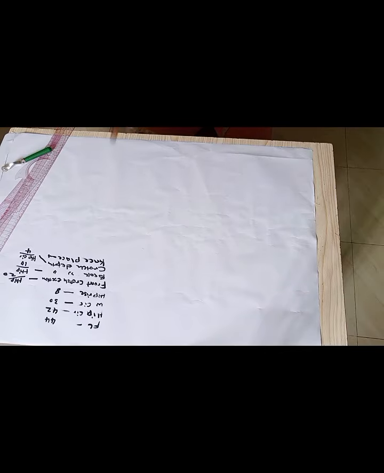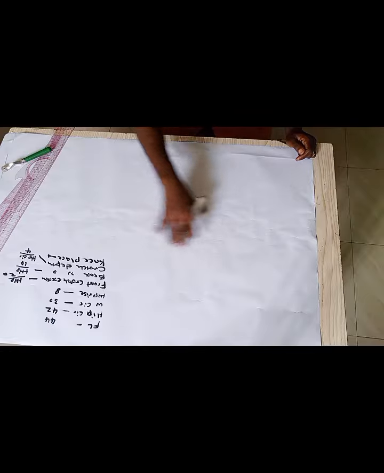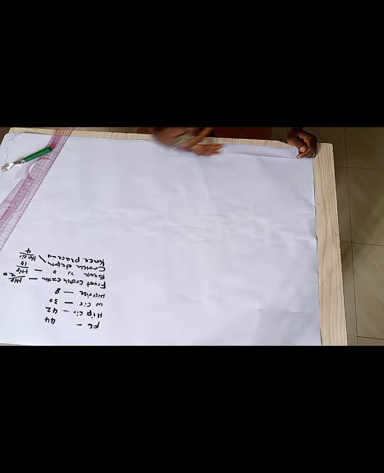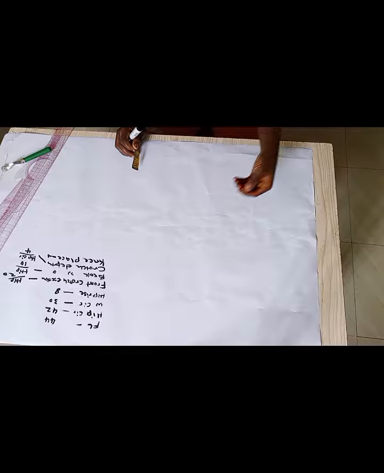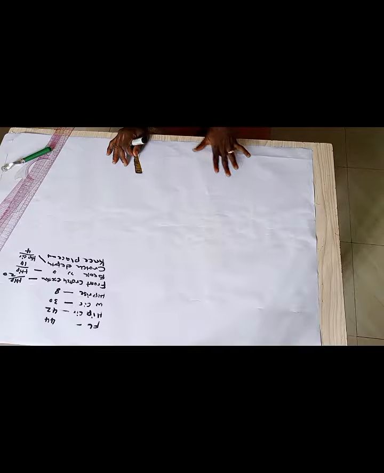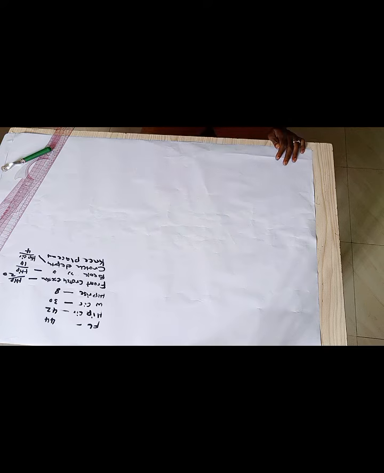So we'll be drafting the front and back patterns separately. I normally draft all in one, make a master pattern, then trace out. But I don't want anything to be complicated here, because I still want beginners to watch this video and understand. So for that reason, I am separating front and back patterns. So let's start with the front.